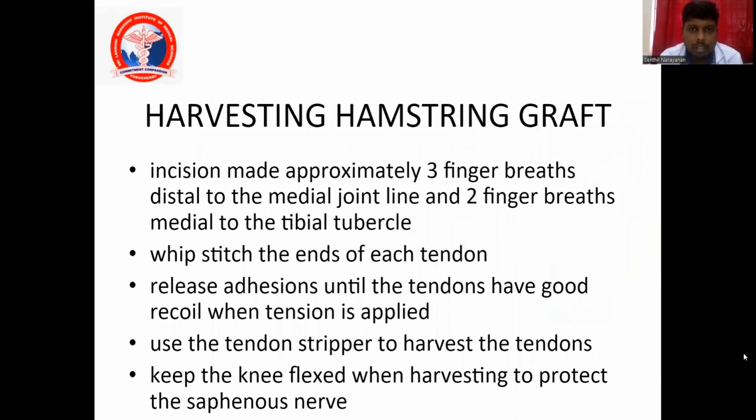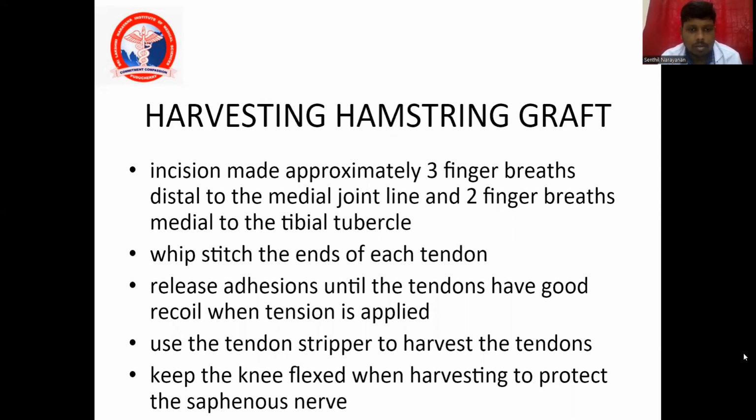So coming to harvesting the hamstring graft. The incision is made approximately 3 finger breadths distal to the medial joint line and 2 finger breadths medial to the tibial tubercle. Rib stitch the ends of each tendon. So they take the semitendinosus and gracilis, which can be identified. Once you make an incision, first you see the sartorius fascia. You go beneath the fascia, you can see the semitendinosus and gracilis. So all these, sartorius, semitendinosus, and gracilis, are called the pes anserine.